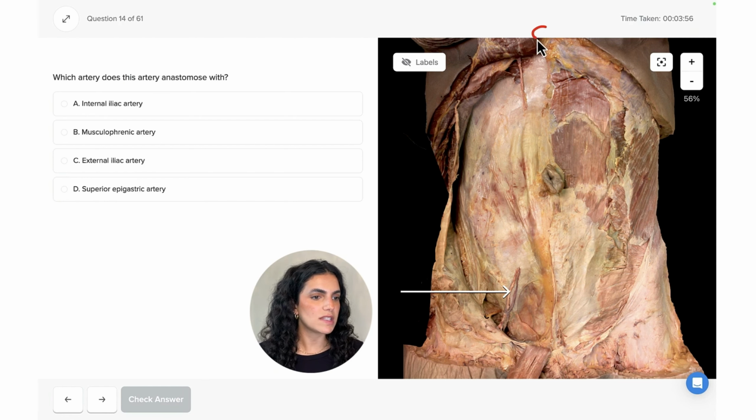So here would be superior, where we'd have the breast, the thorax, and the rest of the trunk. And here is where the pelvis is, as well as the lower limbs. So this is going to be inferior.